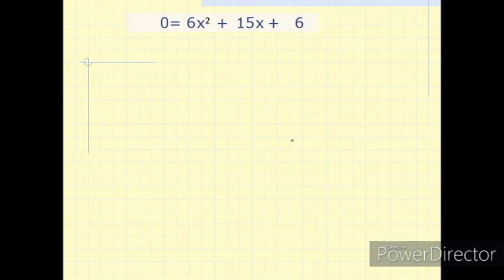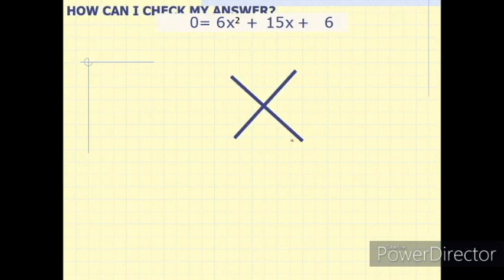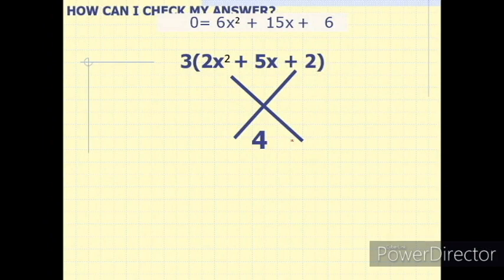Pause video. Okay, so is there a number I can take out? I can take 3 out, to give me 2x squared plus 5x plus 2. Then what's in the brackets I'll just do normally. So I have to do 2 times 2, which is 4. 2 numbers multiplied to give you 4, but add to give you 5, so 4 and 1.